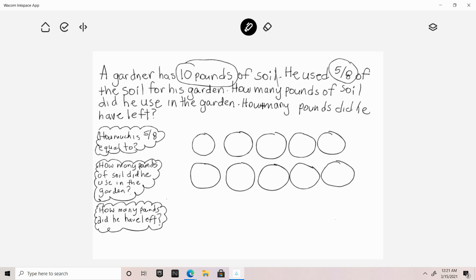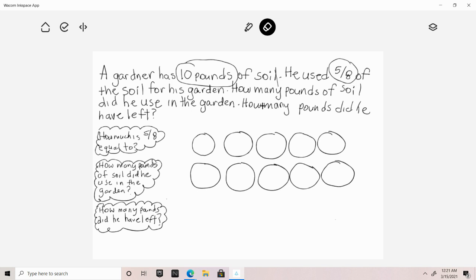So these are my 10 holes that represent the 10 pounds of soil that the gardener has. Now remember, in the last video, we had a tape diagram in which we broke into 8 pieces because we needed to find out what was 5/8 of the whole of the 10 pounds. Now, we're not going to use a tape diagram here, but what we are going to use is this picture representation to help us to understand how much soil did he use and how much is left over.